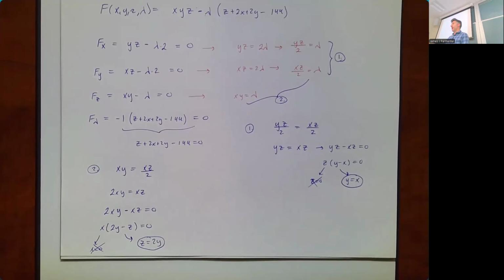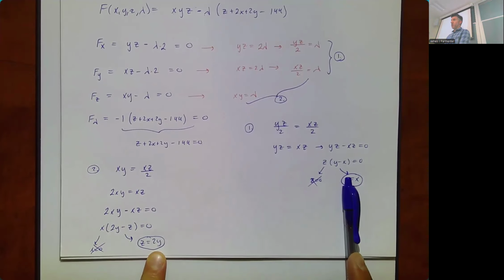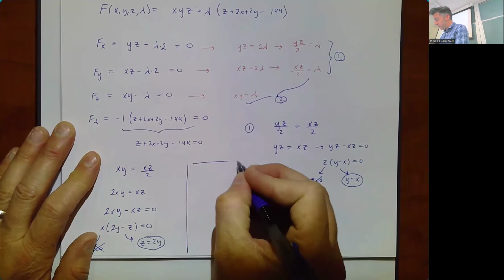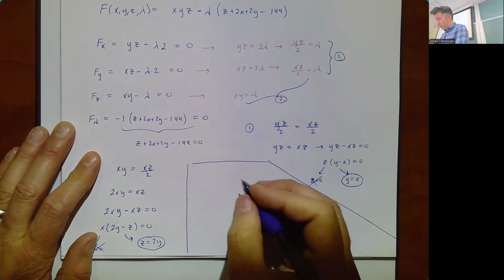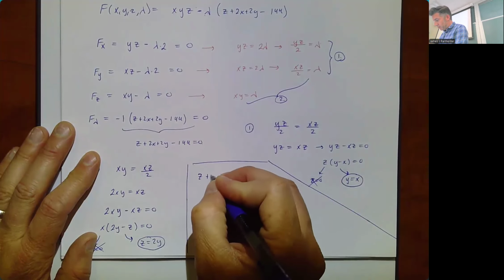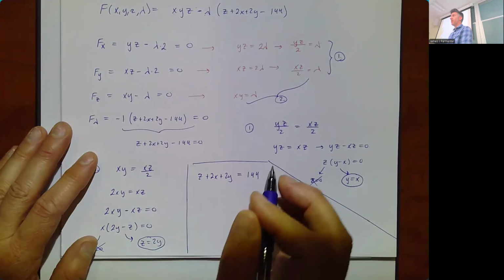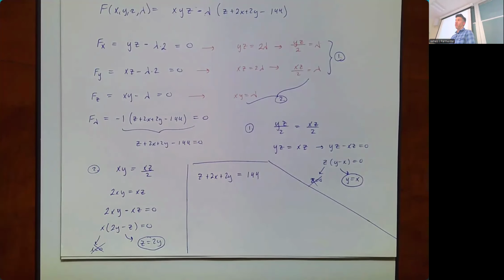My usual plan of attack is to get all the variables in terms of one of the variables. So what I'm noticing here is I can write x in terms of y and z in terms of y. Essentially, whichever variable is showing up twice, you want to make everything come out in terms of that variable. So now we take our constraint equation, which was z plus 2x plus 2y equal to 144, and we plug in so that we only have one variable.